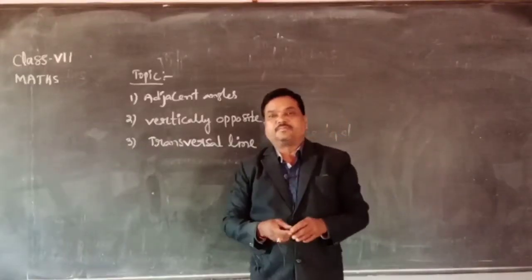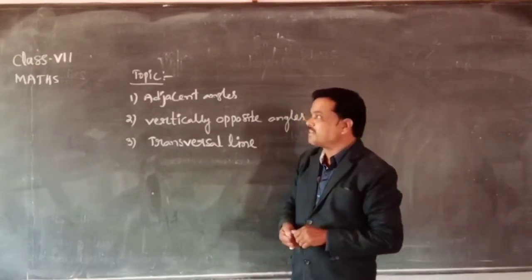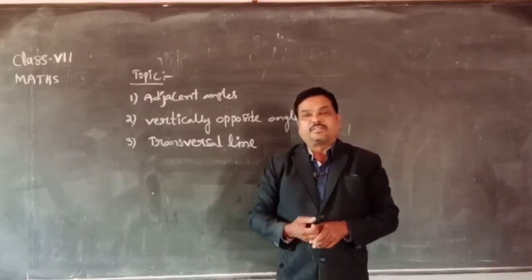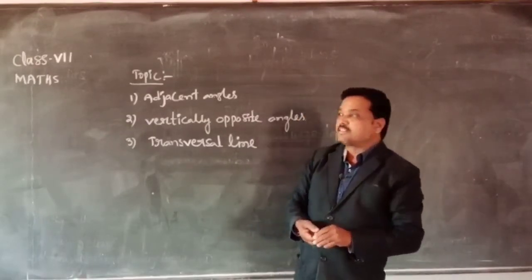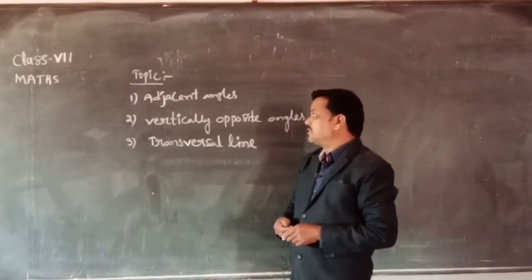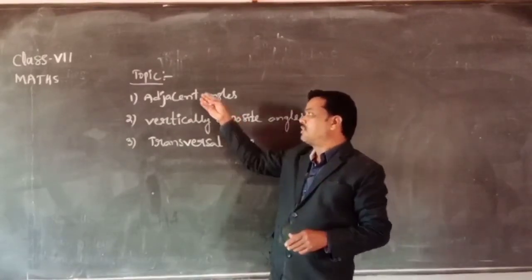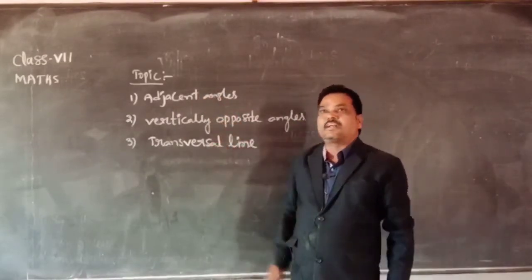Hi students, in the last class we discussed the chapter Lines and Angles, and the topics were complementary angles and supplementary angles. Today we are going to discuss the topics: adjacent angles, vertically opposite angles, and a transversal line.